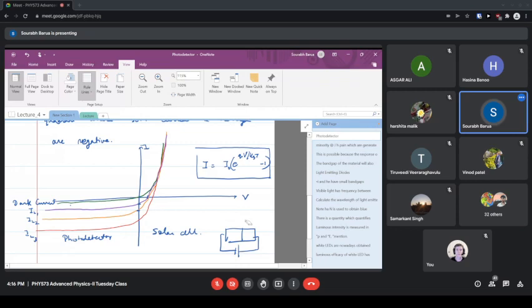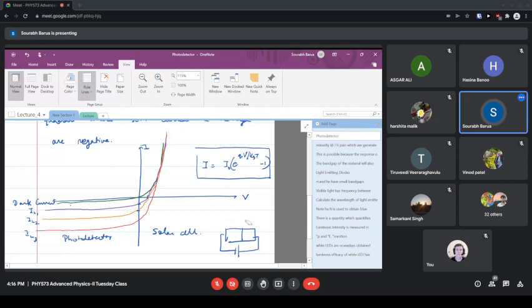Sir, it means we are giving external bias. Yes, sir? Exactly. Not only you're giving a bias, but it's also consuming power. Whereas in a solar cell, actually, you are getting power from the solar cell. Okay, sir.